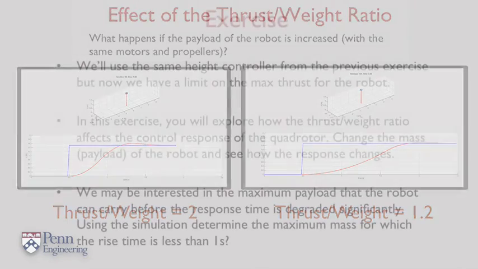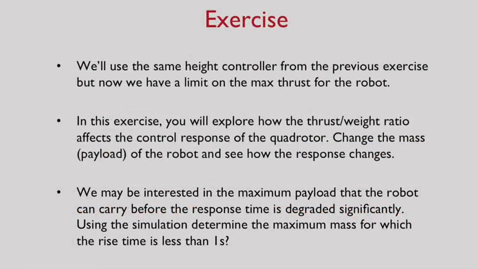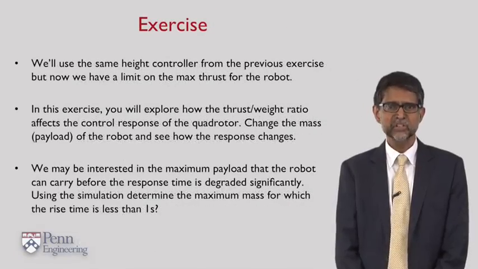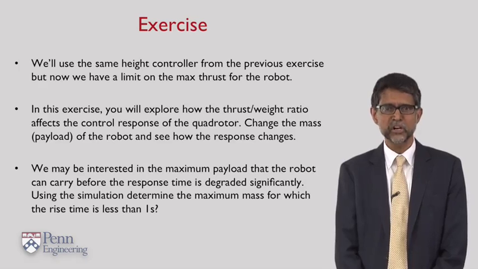as you can see in these simulations. Now what I want you to do is to use the same simulator using the control law we had before and study how changing the thrust to weight ratio affects the response of the quadrotor. Change the mass or the payload of the robot and see how the response changes. Using this simulation, you should also be able to determine the maximum payload that the robot can carry such that the performance is within acceptable levels.